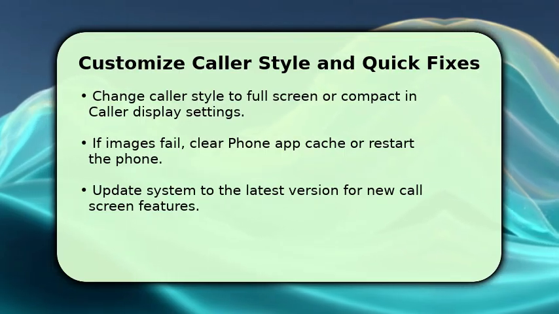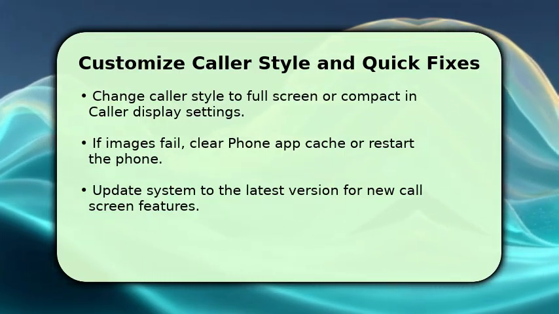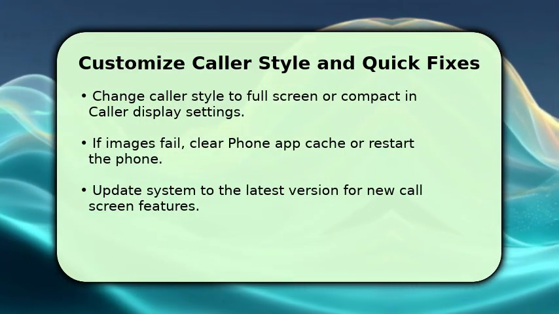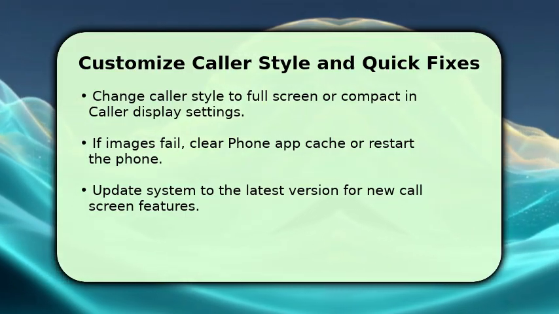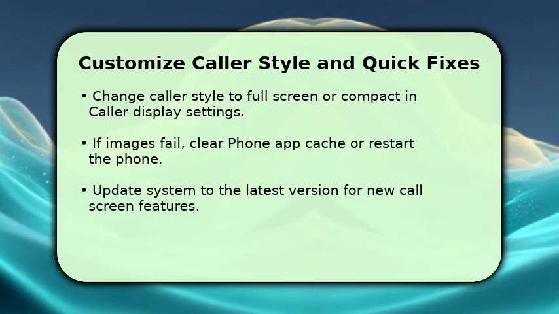If images fail to display, clear the phone app cache or restart the phone to refresh settings. Update your system software to the latest version to receive new call screen features and bug fixes.